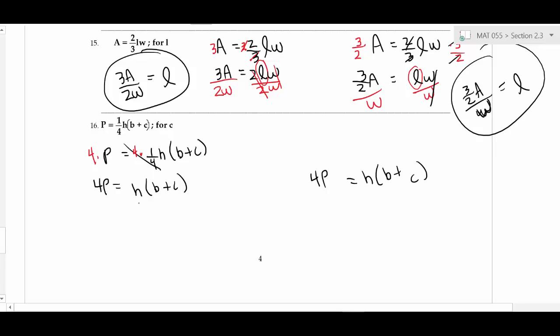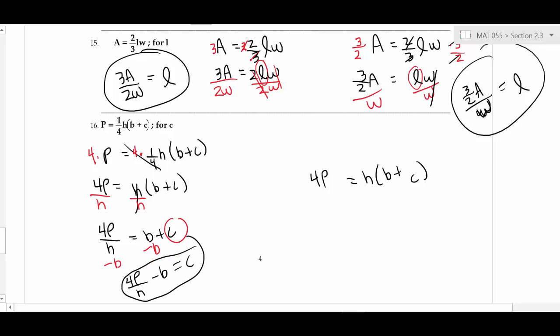Did anybody just divide by h? That's fine. That's probably the fastest way to get your answer, by the way. It's just divide by h. Then you would have 4p over h equals b plus c. And if you're solving for c, what's the last step? Subtract b. So you could subtract b from both sides, and you would have 4p over h minus b equals c. So that would be one answer. How many people got that? That's good. That's a nice approach.